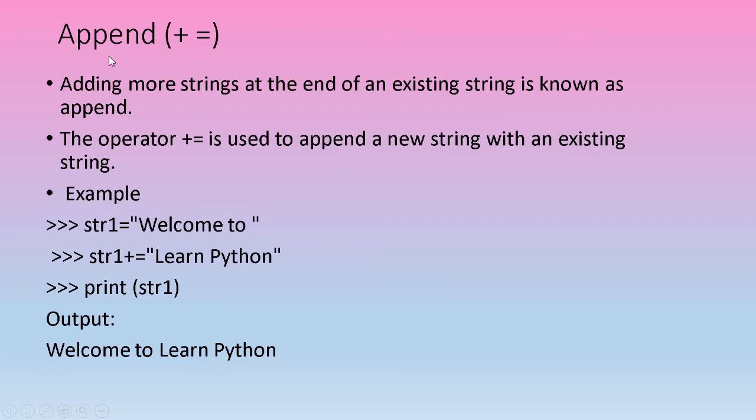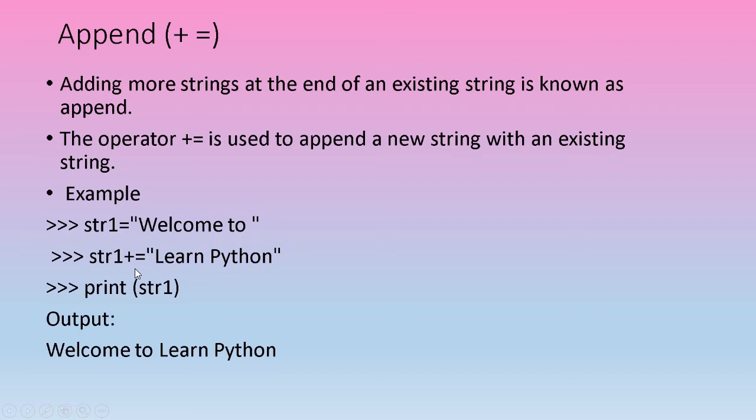Next operator is append. What do you mean by appending? Adding more strings at the end of an existing string is known as append. First, concatenation is joining two strings; here it is adding at the end of the existing string. If you have one string and want to add a string at the end, we have to go for plus equal to.